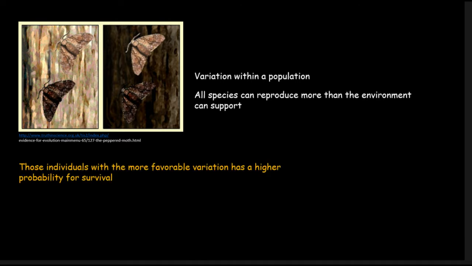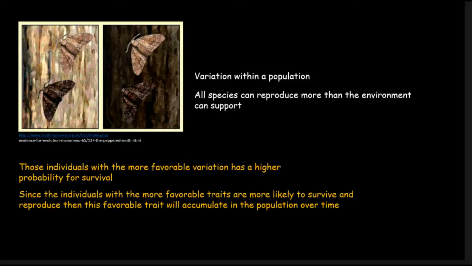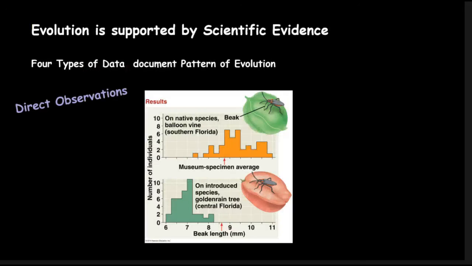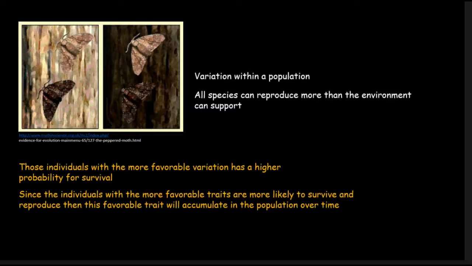Now he made inferences from these observations and concluded that those individuals with the more favorable variation have a higher probability for survival, and that since these individuals with the more favorable traits are more likely to survive and reproduce, then that favorable trait will accumulate in the population over time.